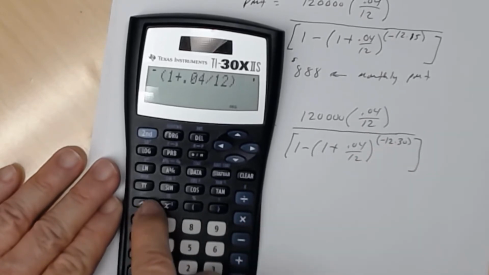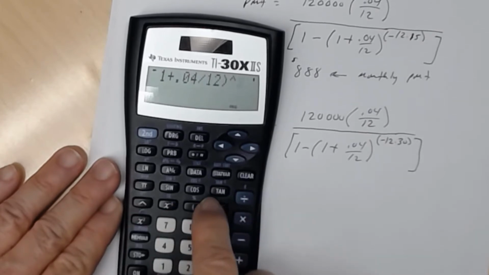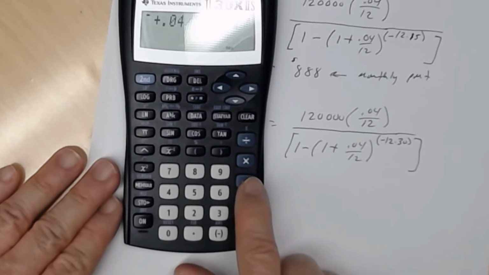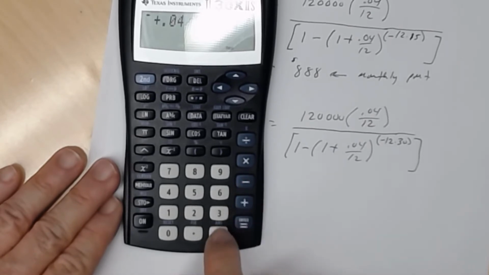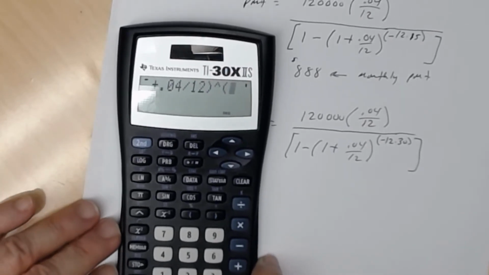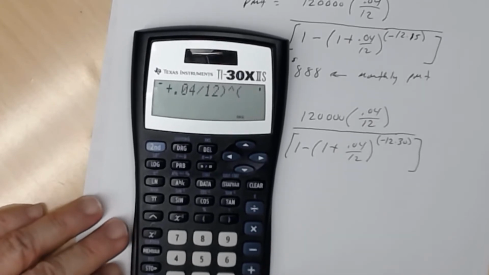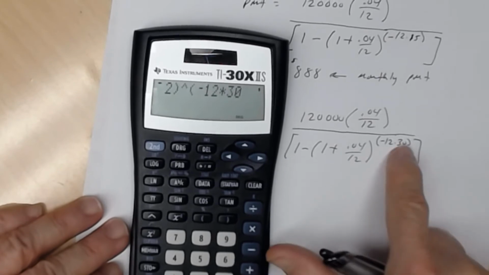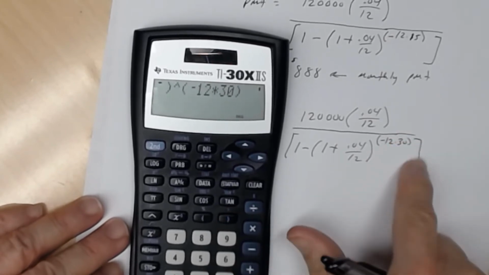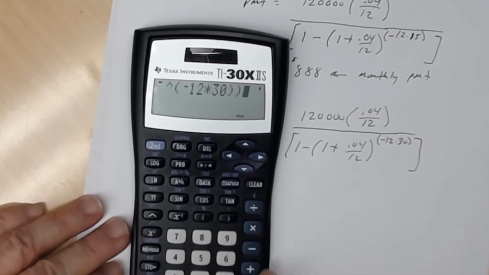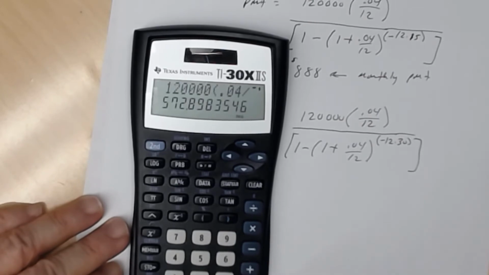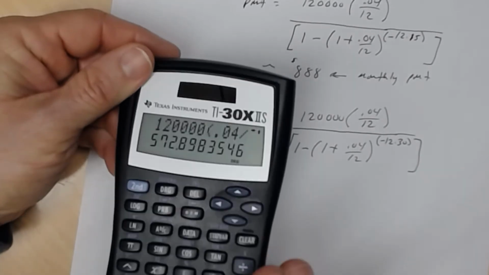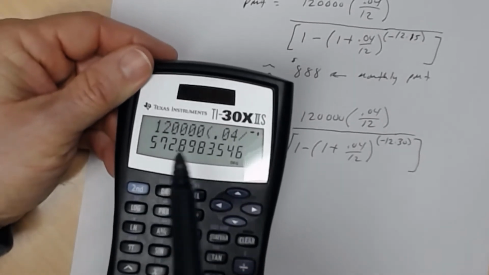The exponent, right here. Parentheses, negative. Don't forget your negative. Don't use the subtraction key, that's going to give you a syntax error. That's subtraction; this is negative. So negative 12 times 30. Close that exponent, then close the denominator, and press equal. Let's round off to the nearest whole dollar. So $573.